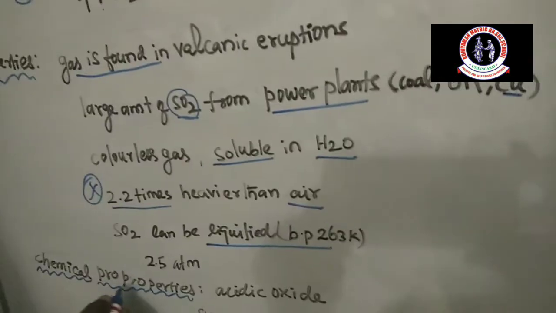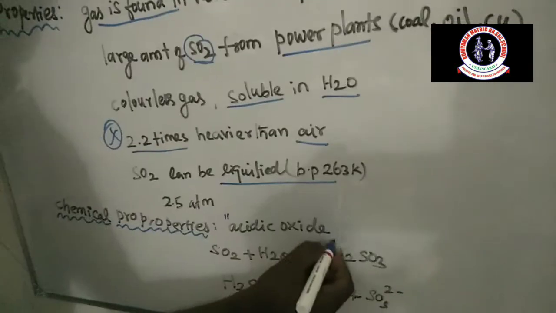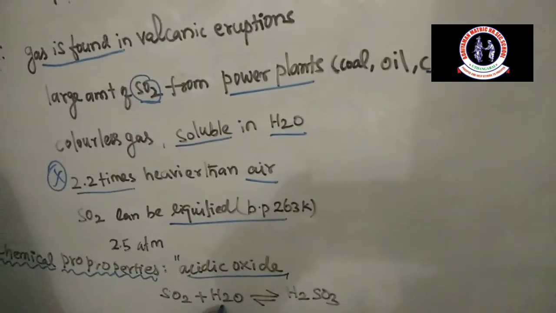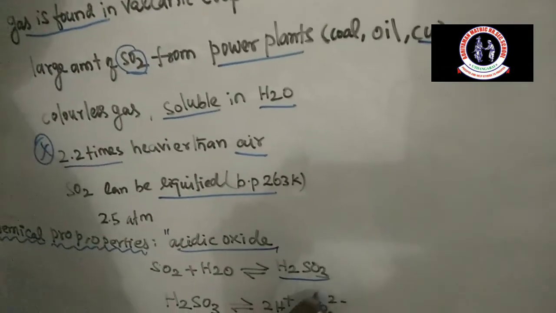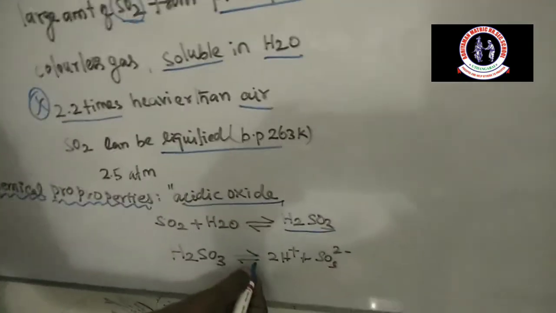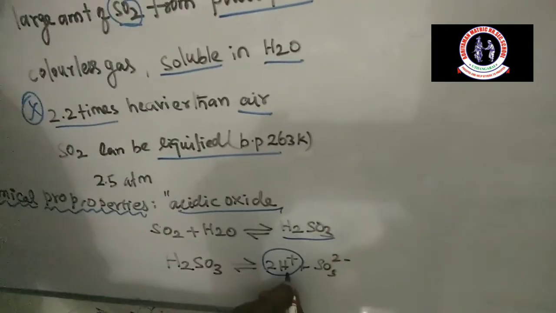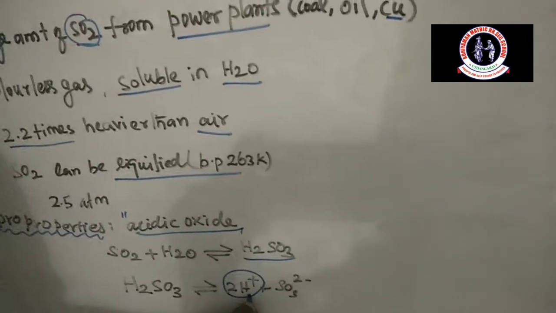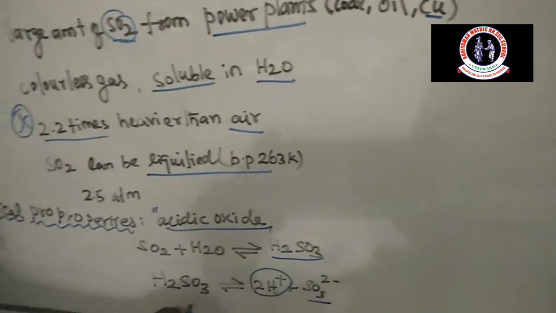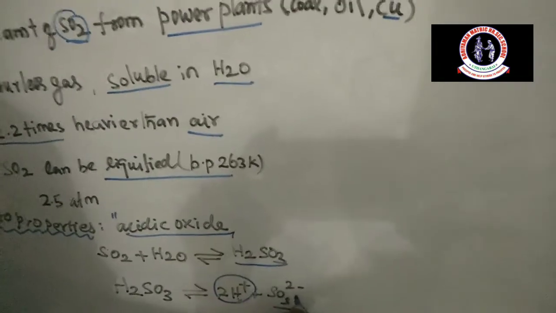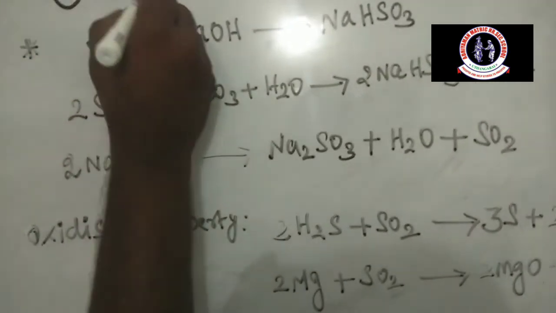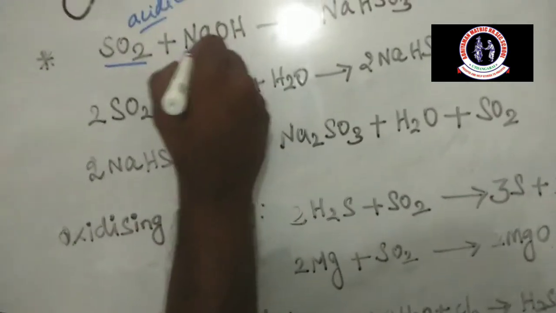The chemical properties of sulfur dioxide. Sulfur dioxide is acidic in nature. It undergoes a hydrolysis reaction to give sulfurous acid, H2SO3. H2SO3 undergoes decomposition into 2 moles of H plus ions, that is, a dibasic acid. Sulfite ions are also formed.